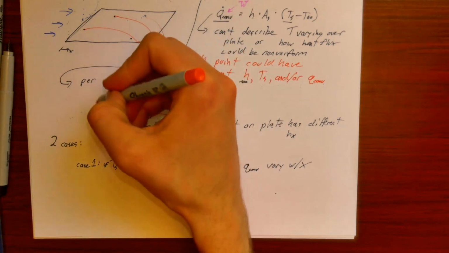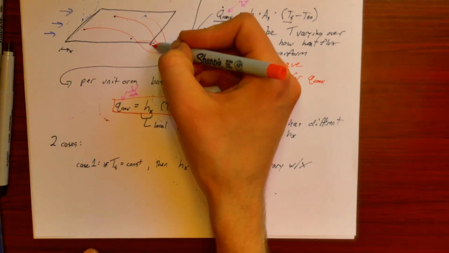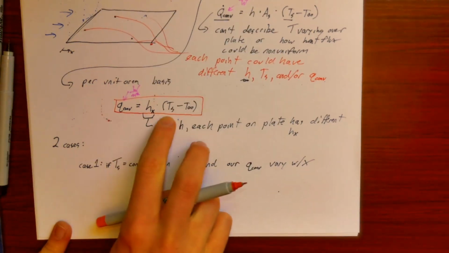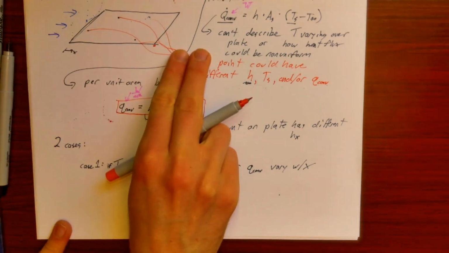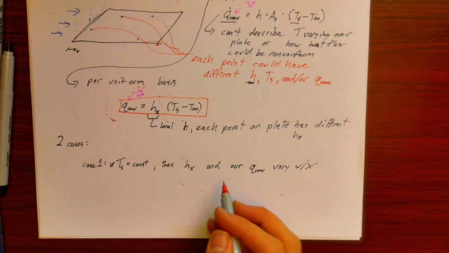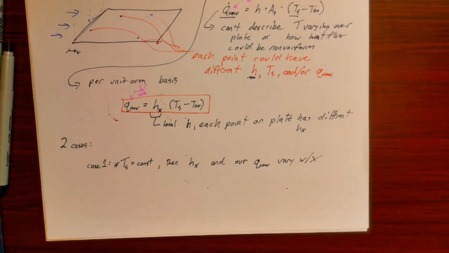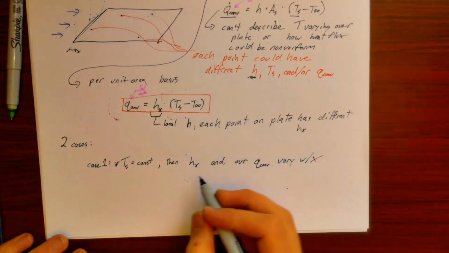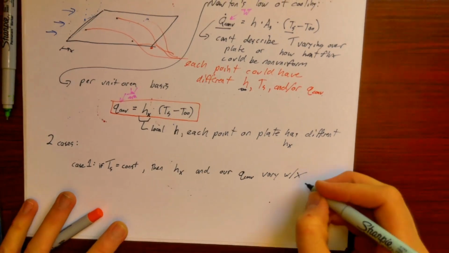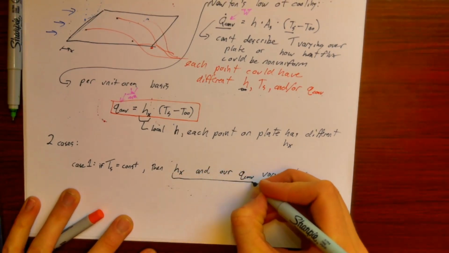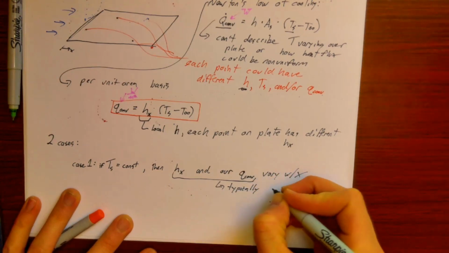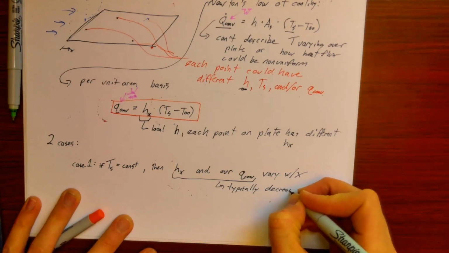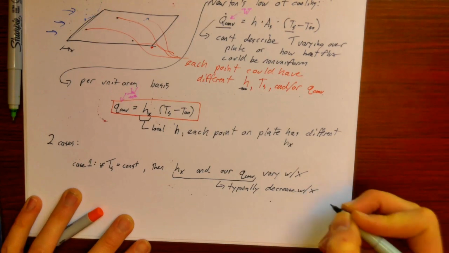So what does that mean? That means basically our Q dot convection also has to go down, right? So basically, if this is constant over the plate, then both of these go down as we go downstream of the plate. So h sub x and Q convection vary with x, and they typically decrease with x.